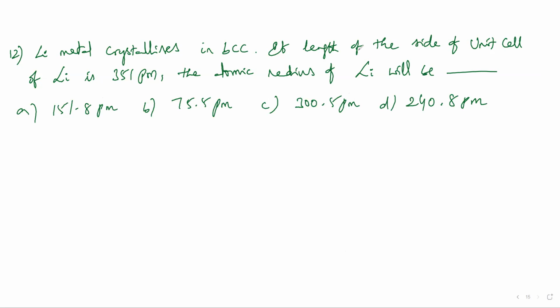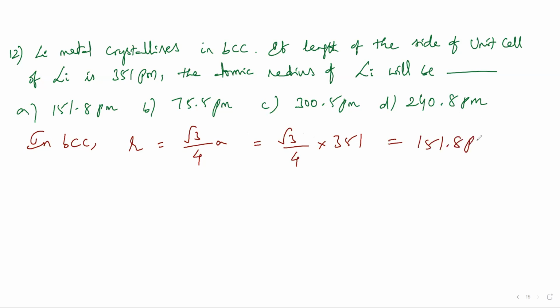So here it is given, it is BCC. In BCC, the radius formula is √3/4 into edge length a. Which is equal to √3/4. What is the edge length given? 351, right? Yes. So √3/4 into 351. Find out this value, that will be our answer. It will be 151.8 picometers. Direct answer. So directly substitute the values in the formula, then we'll get the answer.